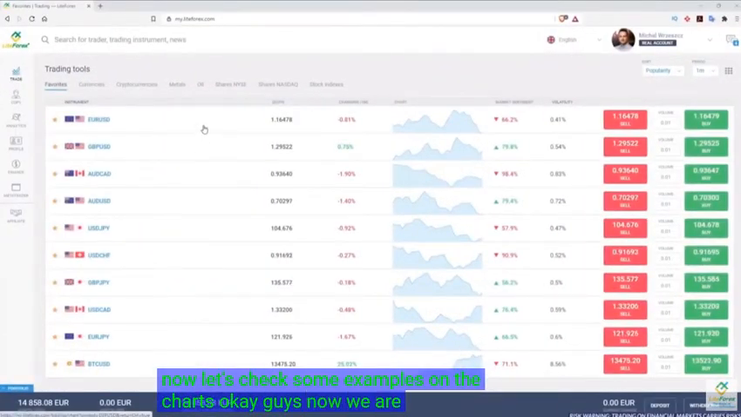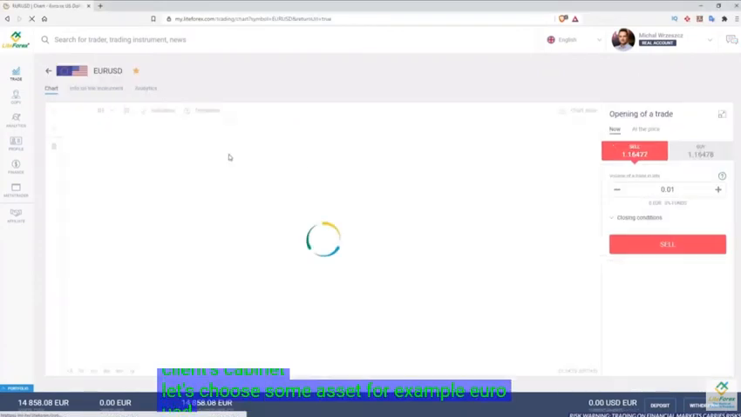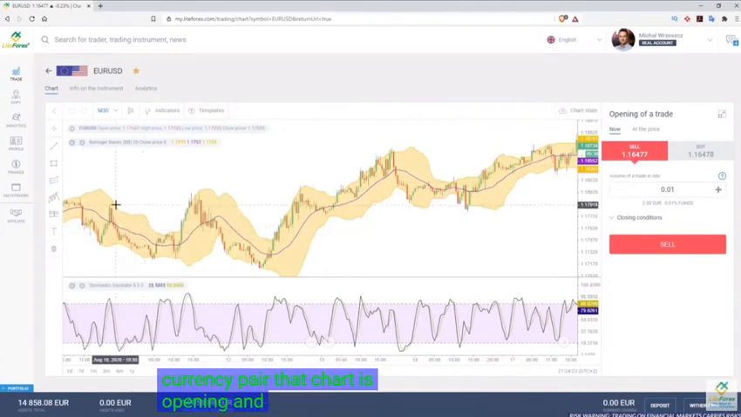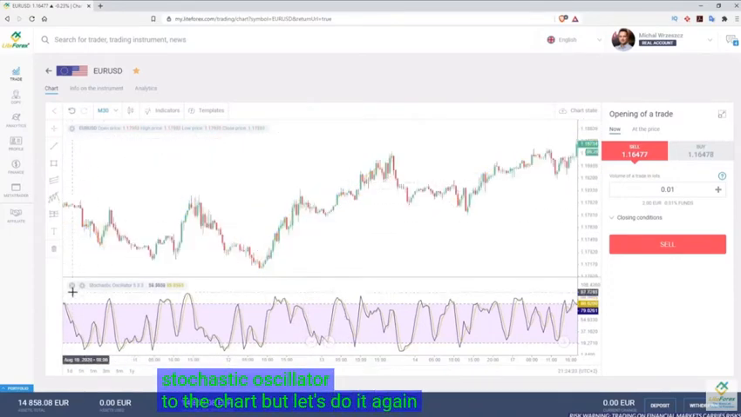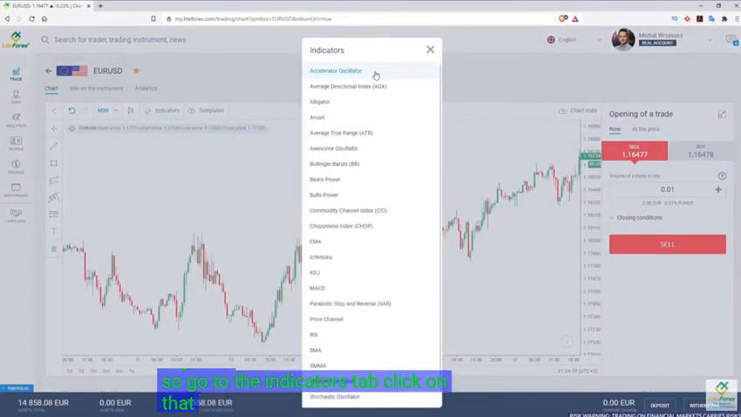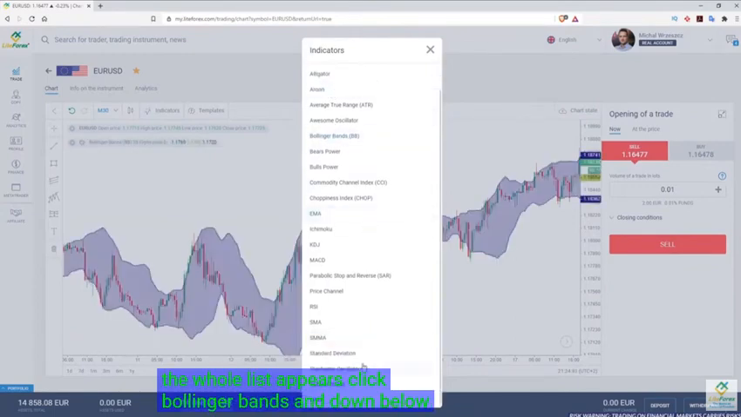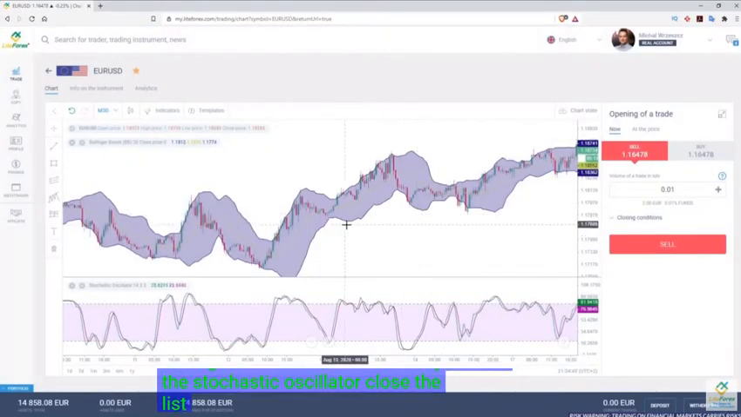Okay guys, now we are in the client's cabinet. Let's choose some asset, for example the EUR/USD currency pair. The chart is opening and I already added the Bollinger Bands and the Stochastic Oscillator to the chart, but let's do it again together. Go to the indicators tab, click on that, and the whole list appears. Click Bollinger Bands, and down below you have the Stochastic Oscillator. Close the list and let's set the parameters.